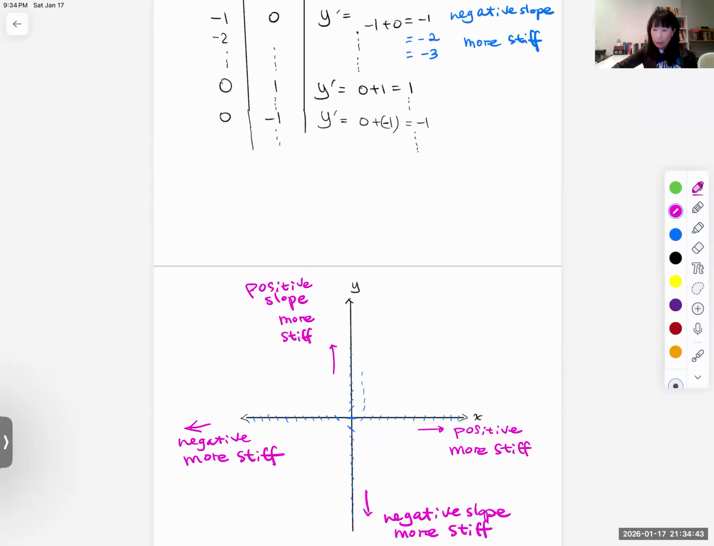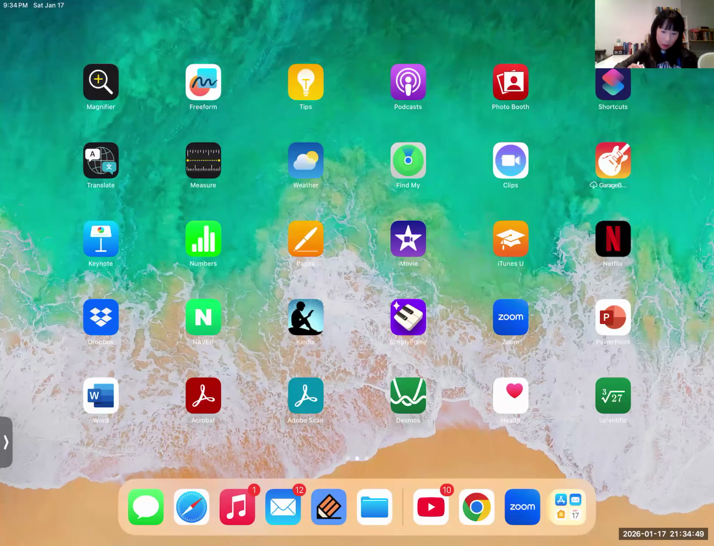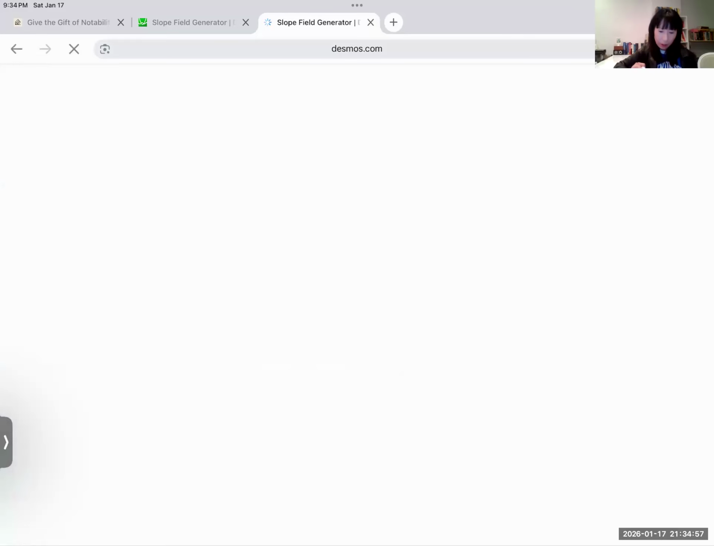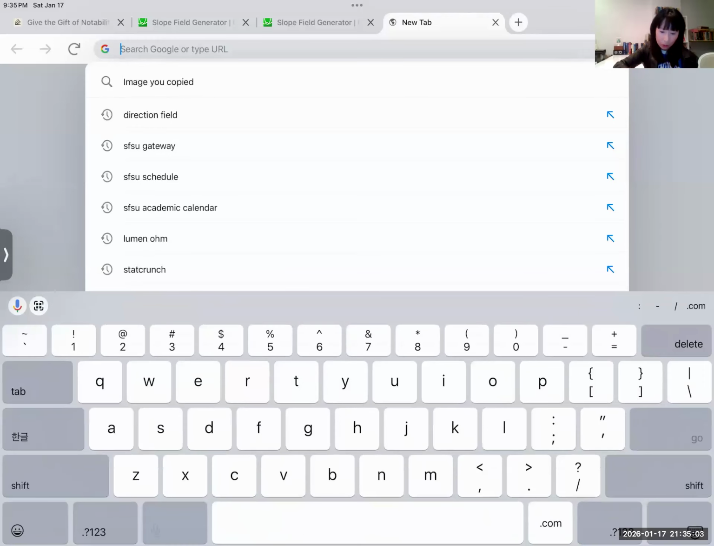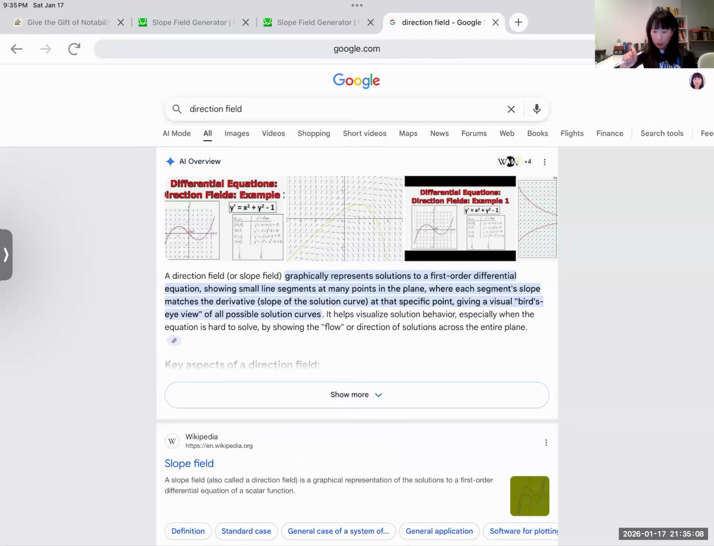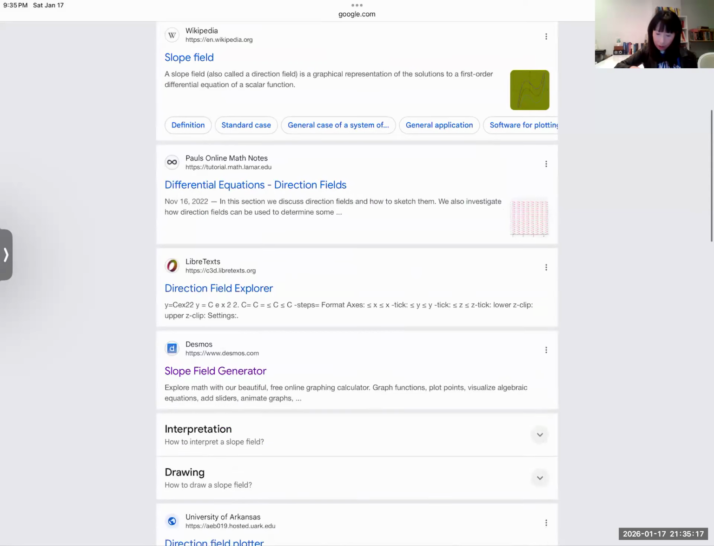Let me show you. Let's go to Desmos. Let's click that. Oh, no, not this one. Desmos, slope field generator, yeah? You can just Google it first. Let me show you how to do it. Direction field. Okay, I Googled direction field. Then there is a slope field, right? It's the same. Then there is a Desmos slope field generator, so let me click that.